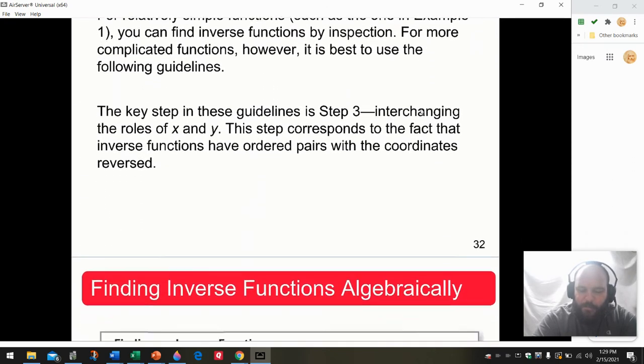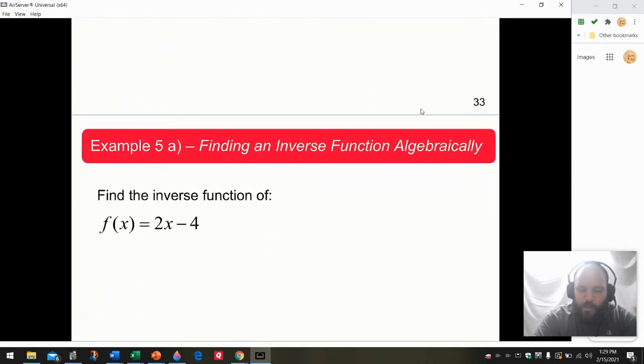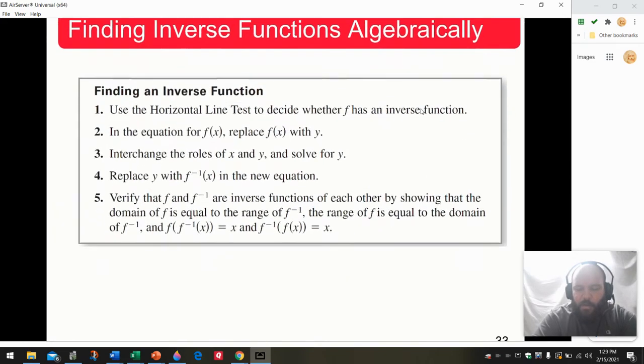We're just doing the opposite operation. But what happens whenever we get into super complicated equations? And this is not even a super complicated one, but they do get more complicated, or even multi-step ones. How do you know what to undo first? Well, there's a very simple way to go about finding an inverse algebraically, and these lay out the steps of how to do so.